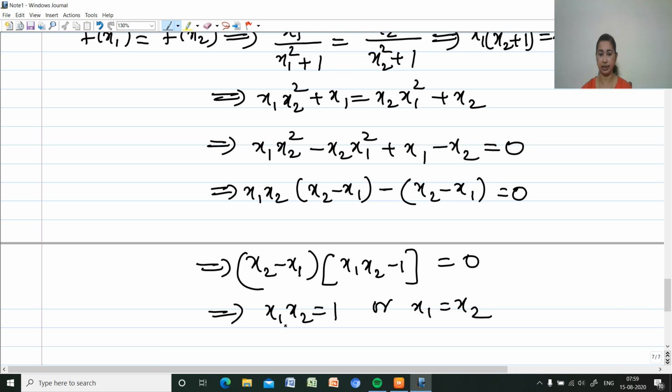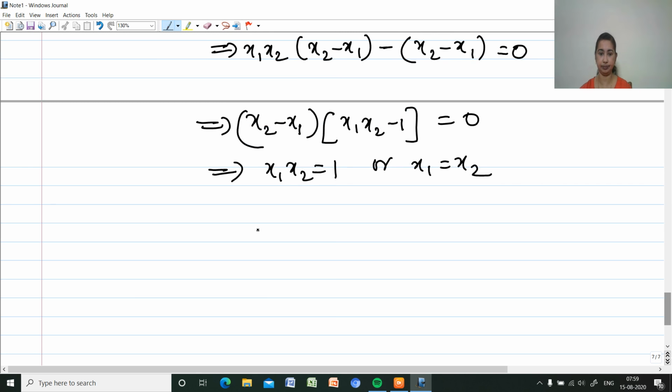That means f of x is not 1-1, because in the first one we are getting x1 is equal to 1 by x2. Here we are getting x1 is equal to x2. So two different values we are getting for x1. That means f of x is not 1-1. Now we have to check whether it is onto.